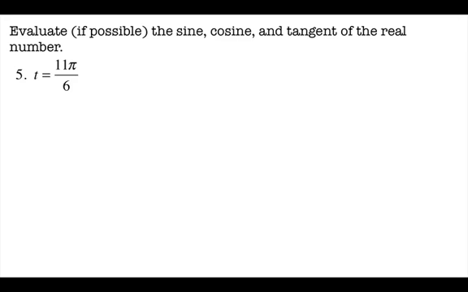It says evaluate, if possible, the sine, cosine, and tangent of the real number. So they give you the t-value of 11 pi over 6.